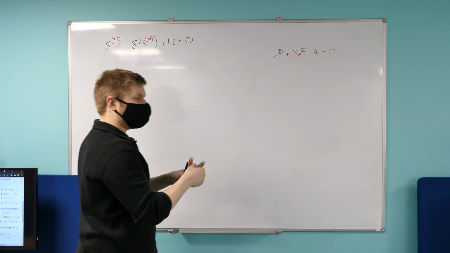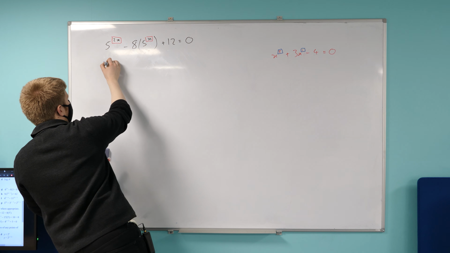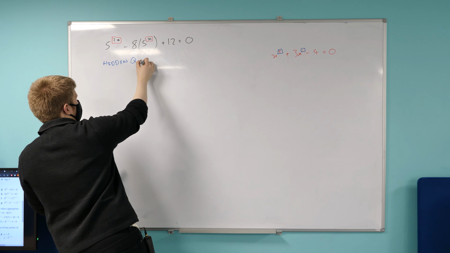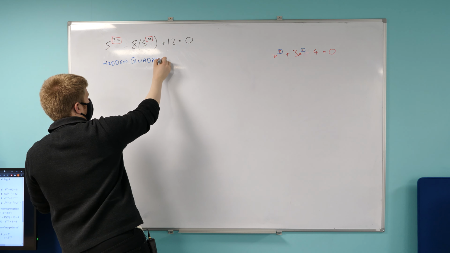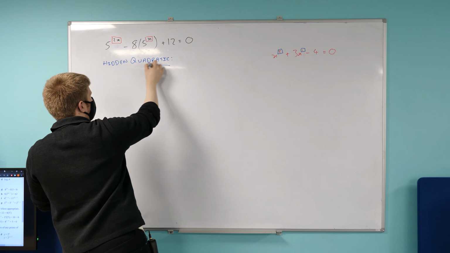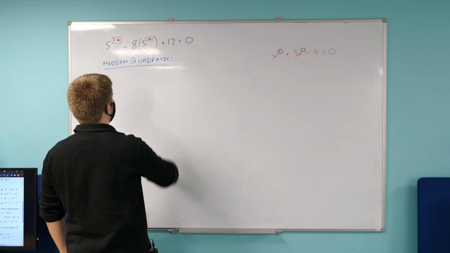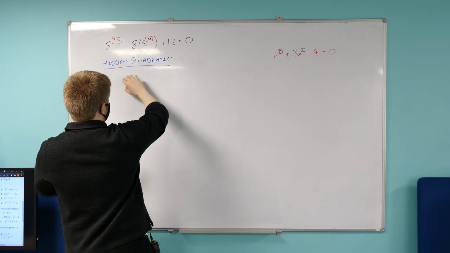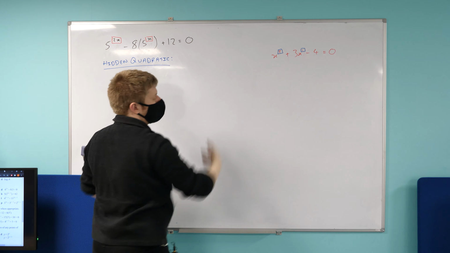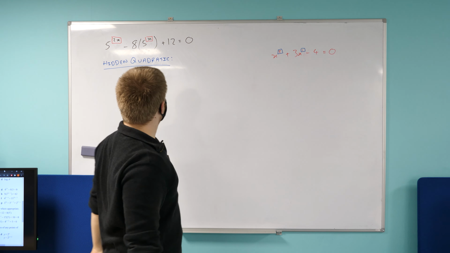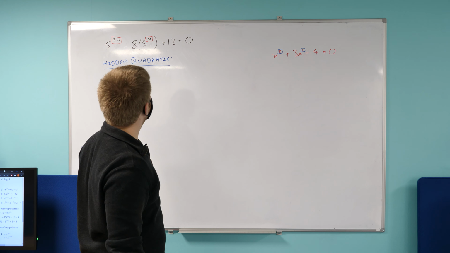So we call this a hidden quadratic. And I know we have looked at this before, but perhaps not in this kind of context. So it's called a hidden quadratic. The idea is there are the properties of a quadratic going on, in the sense that that power is double that power, and we've got 3 terms equal to 0. It follows the same kind of properties, the same kind of idea as an ordinary quadratic.